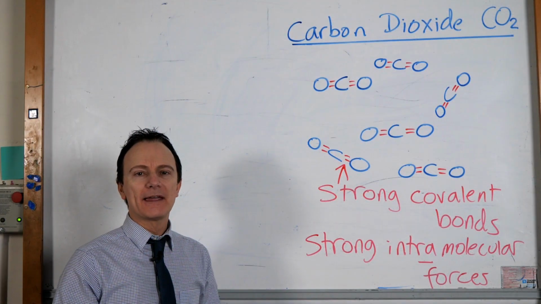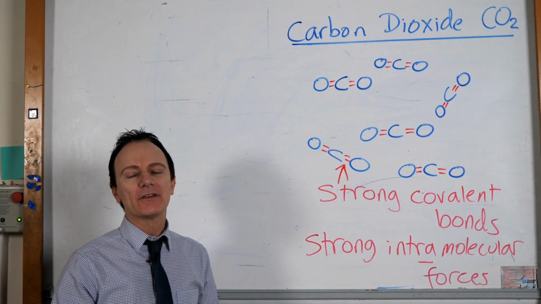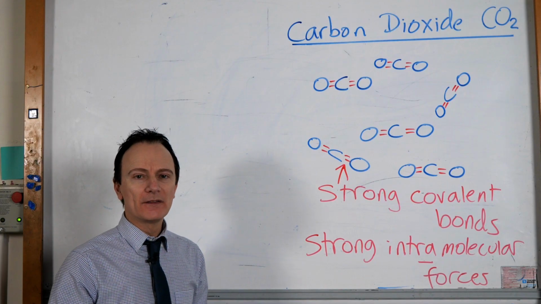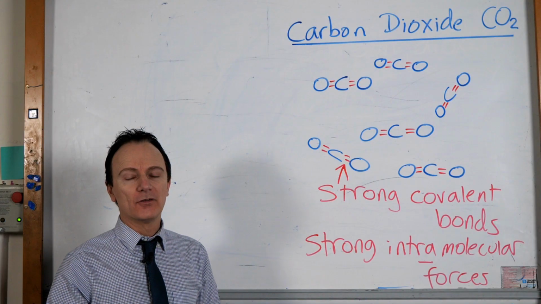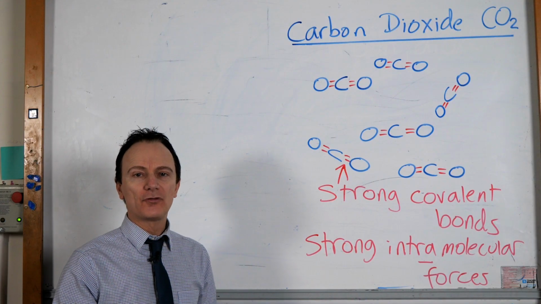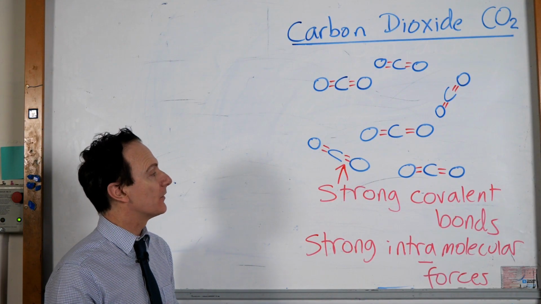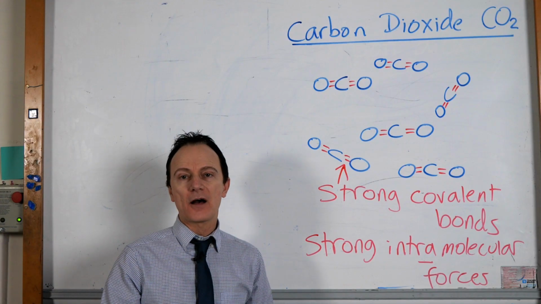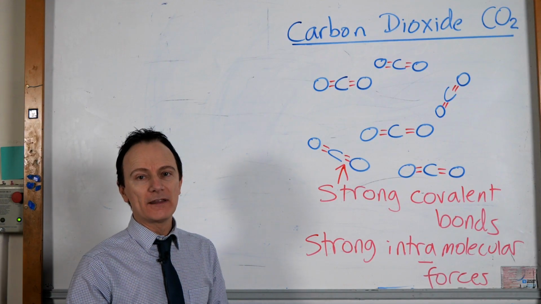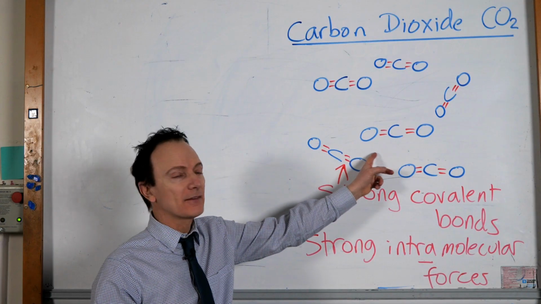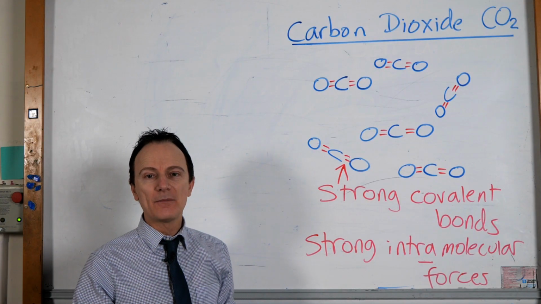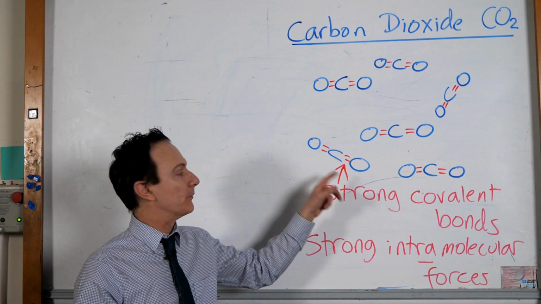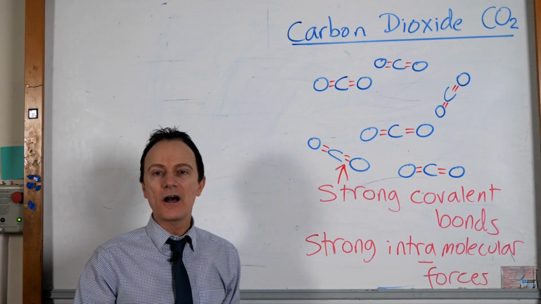I'm now going to explain why simple molecular substances have low melting points, low boiling points, and they don't conduct electricity at all. But we need to think about the structure and bonding of those substances. Now, if we take the example of carbon dioxide, it's a simple molecule. We've got non-metal atoms joined together, and we've only got a handful of atoms joined together in each molecule. In this case, 3 atoms, 2 oxygen atoms and 1 carbon atom.